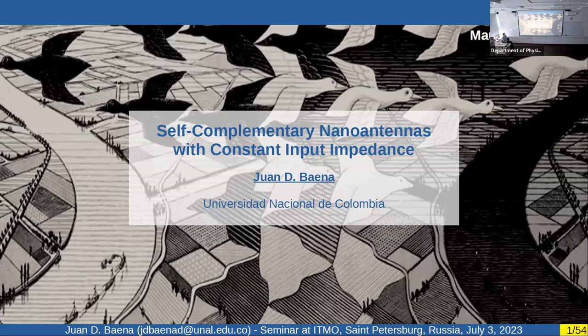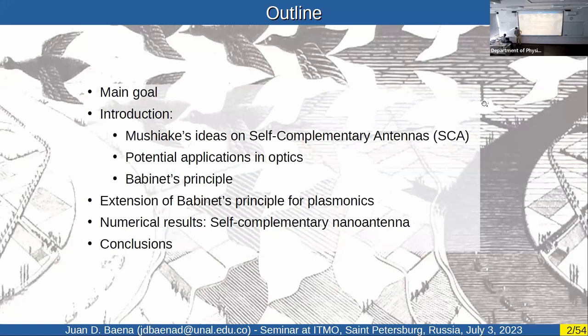As Maxime already introduced me, I will continue with the. Give me some problem with the pointer. Is it working now? Yes.